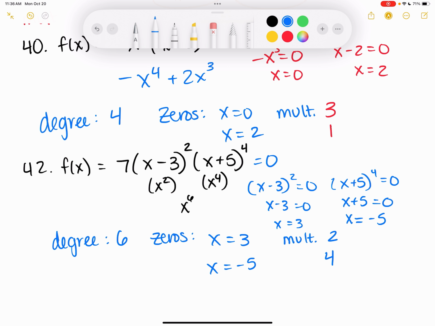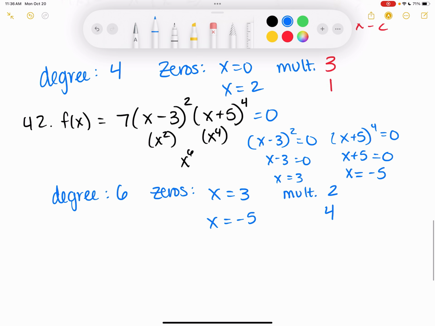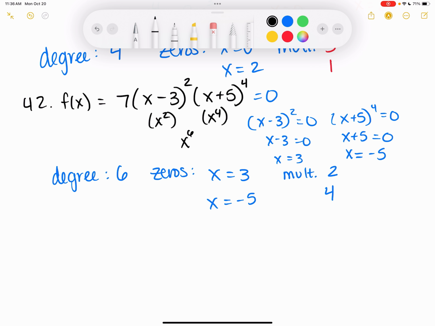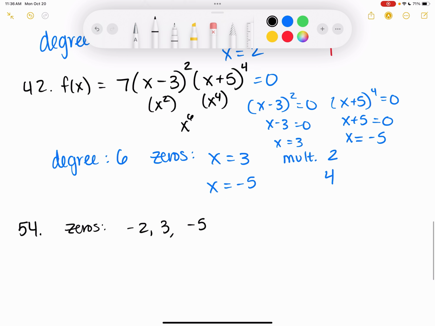All right, one more thing in this section is using only algebra, find the cubic function with the given zeros. Support, we don't need to do that part. You can check it by putting it in your calculator. So 54. They've told us that it's a cubic function, and so they give us the zeros: -2, 3, and -5. Now, that means x equals each of these things.